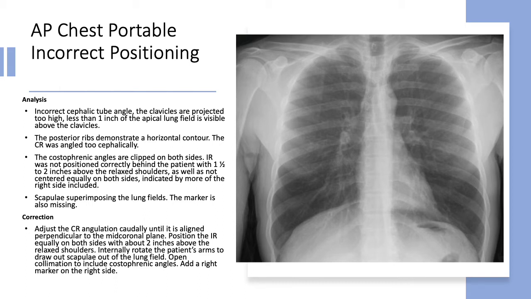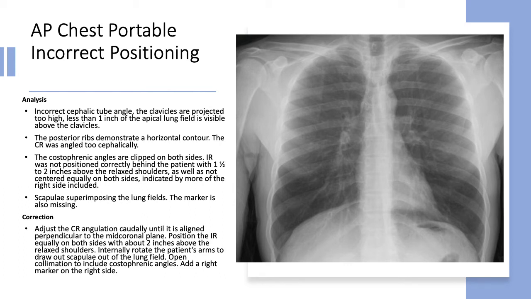They are clipped on both sides, and the IR was not positioned behind the patient correctly because there is not 1.5 to 2 inches above the relaxed shoulders, as well as it not being centered evenly on both sides. There's more of the right side being displayed than the left side of the patient. The scapula is superimposing the lung field on both sides, and also, like we said before, the marker is missing.